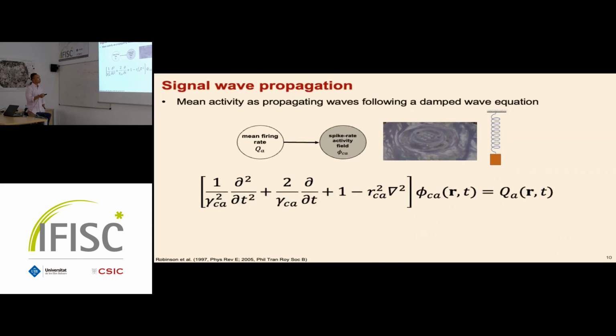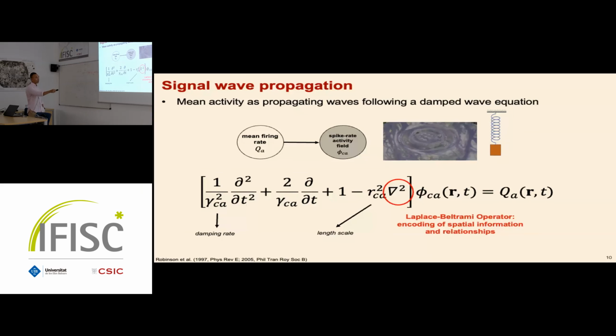So this is just a simple damped wave equation, a very simple, physics-like damped wave equation. Again, it solves the activity field phi of population C due to the firing rate of population A. And this is the firing rate of that population. And this is just some parameters. For example, this is the damping rate and some length scale. I'm going to focus a lot on this.